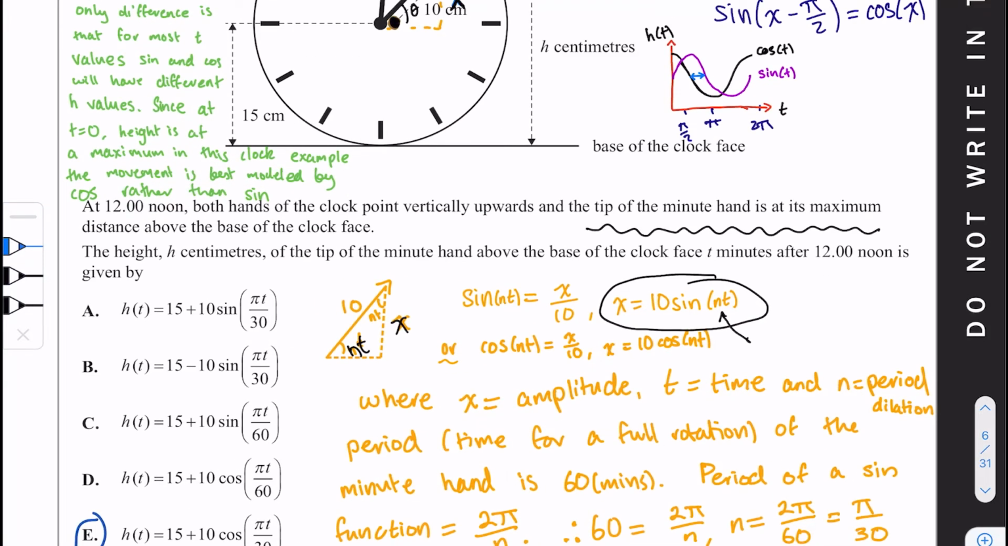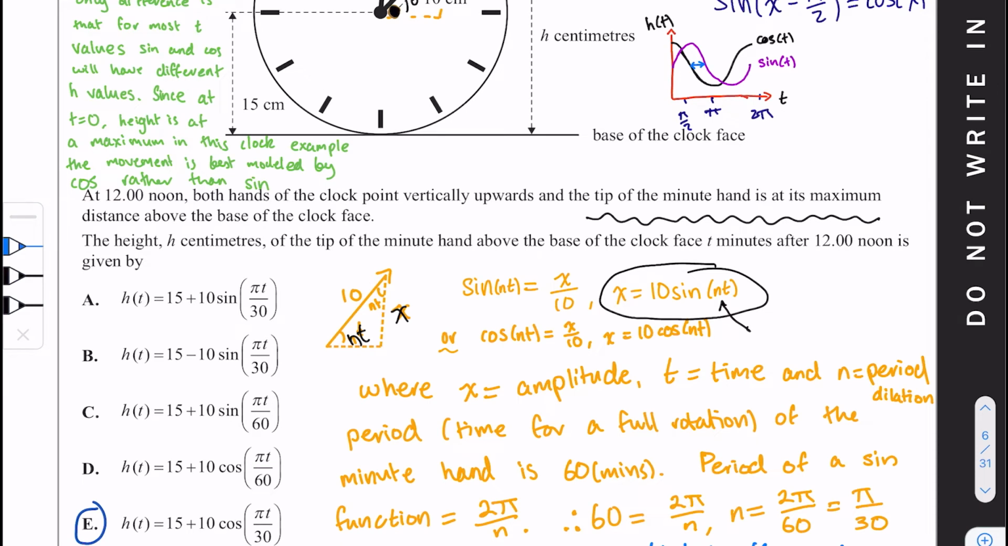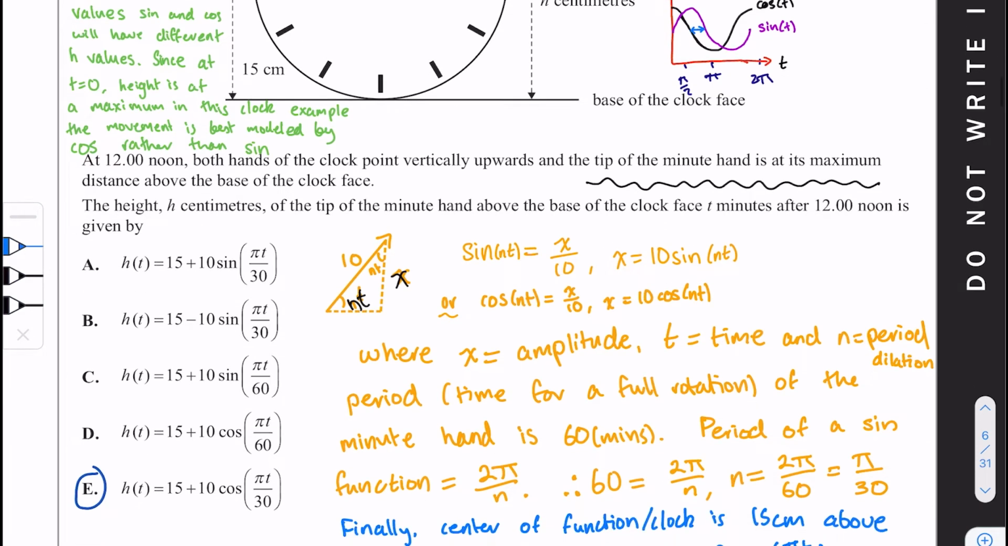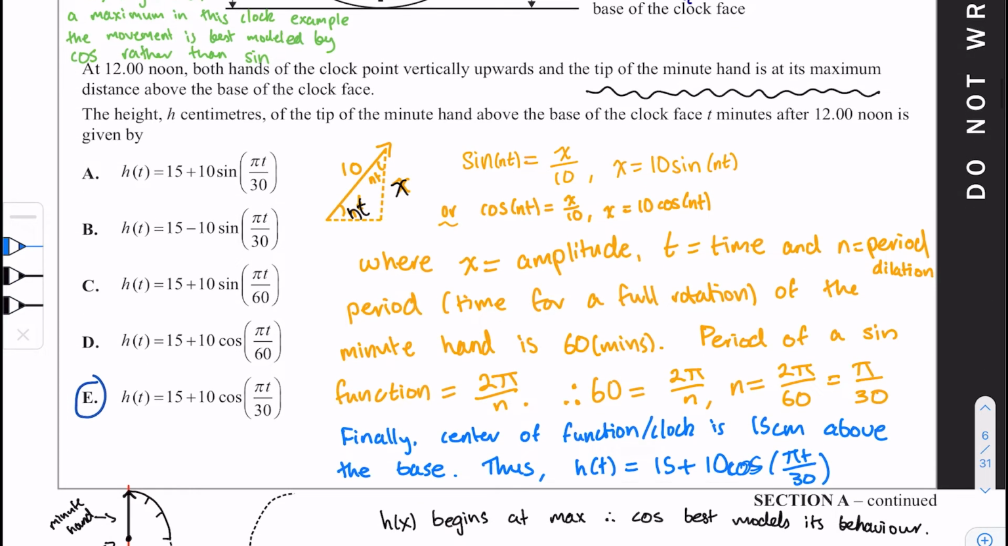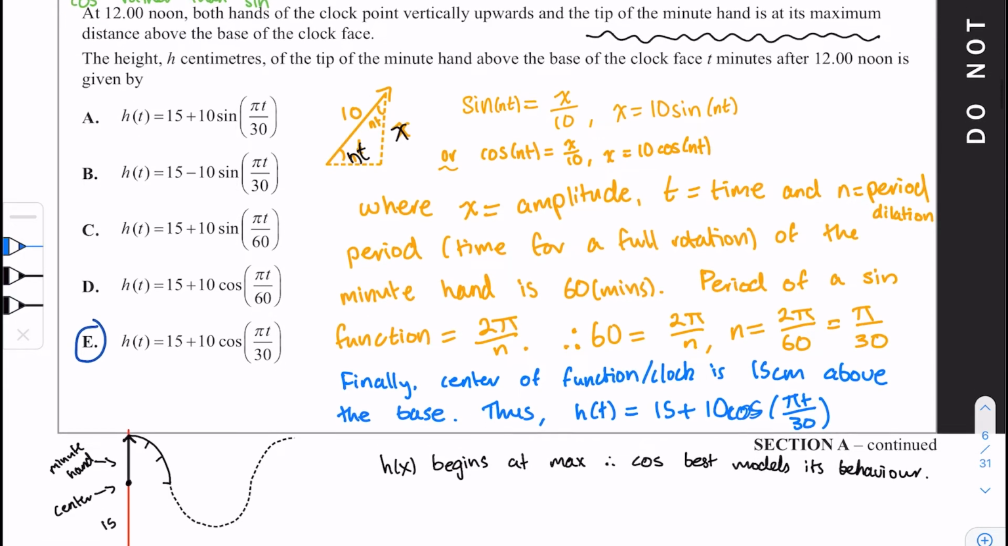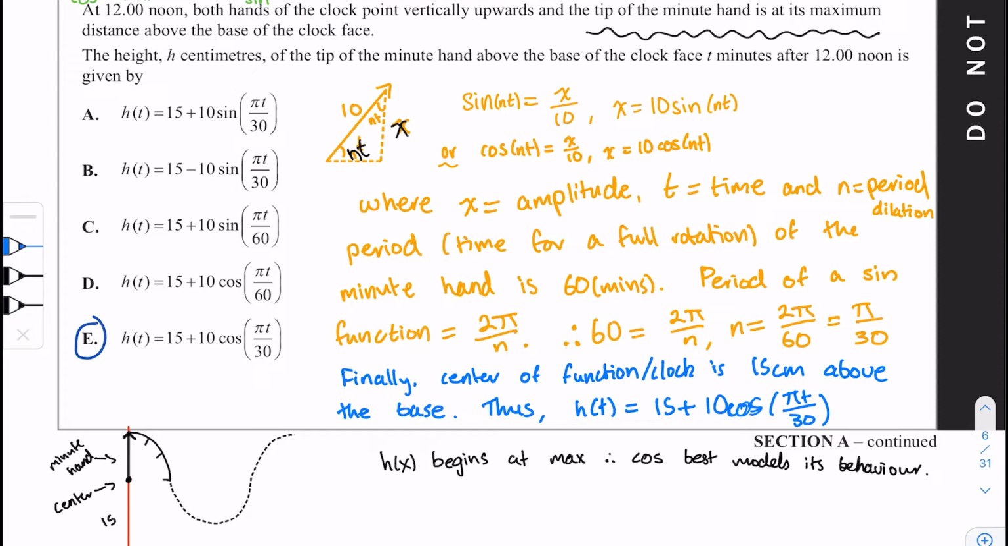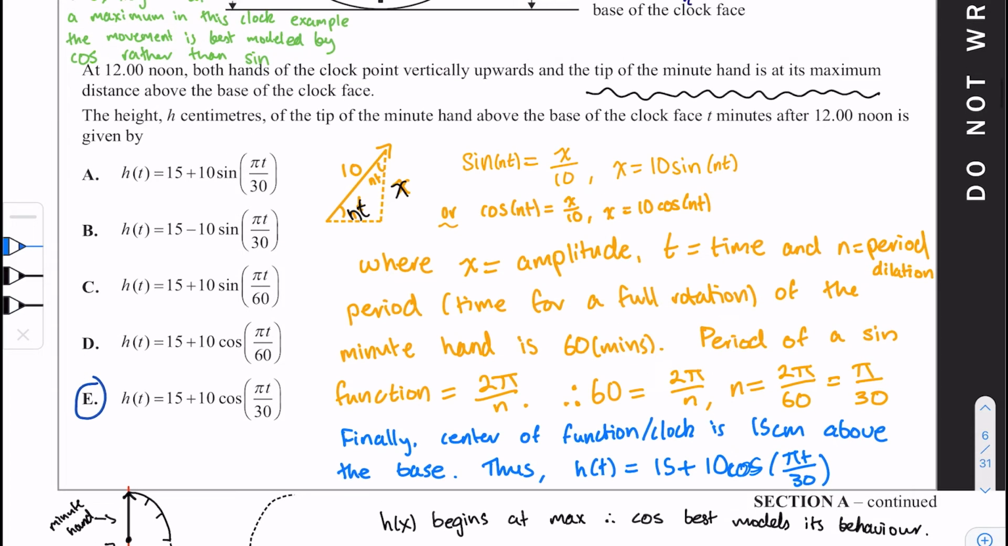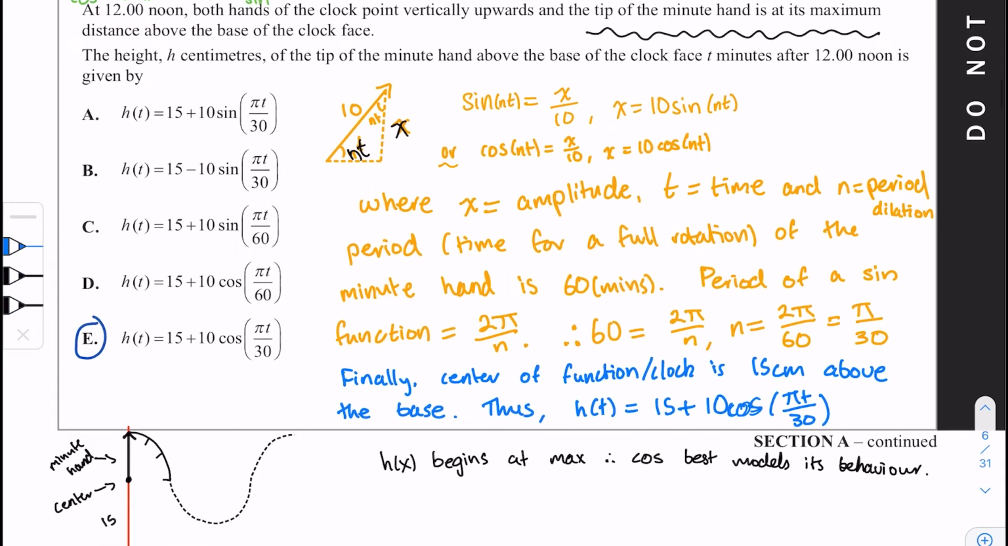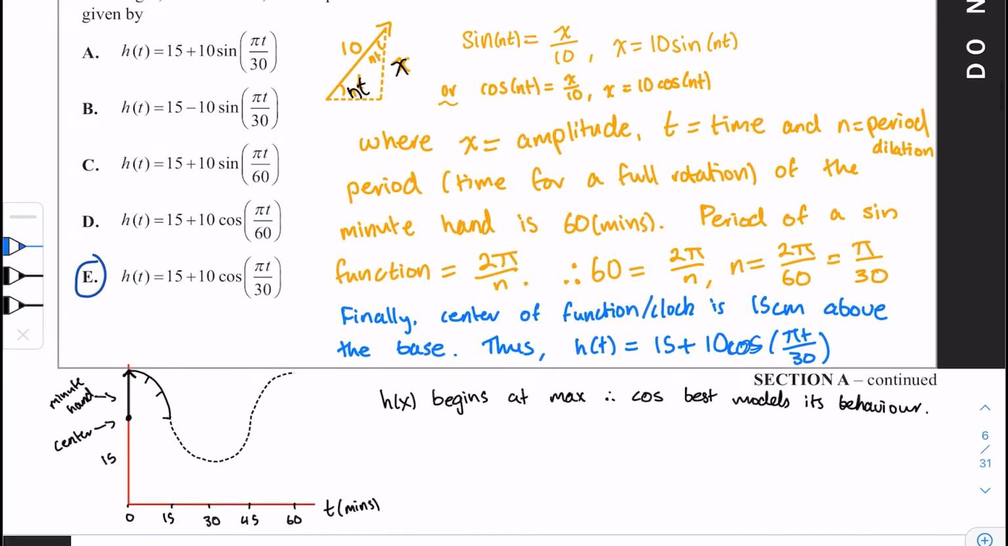So we know the period is equal to 60. We know the period is also equal to 2 pi on n. So we solve 60 equals 2 pi on n, and then we get n equals pi on 30. So now we have h of t equals 10 cos pi t on 30.